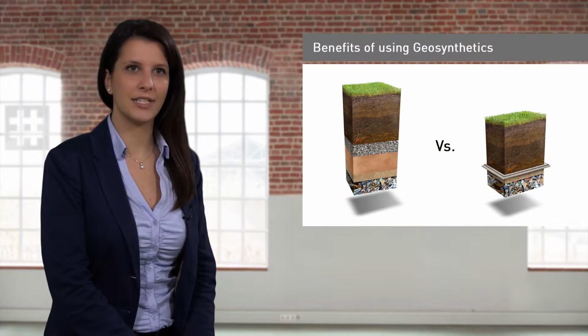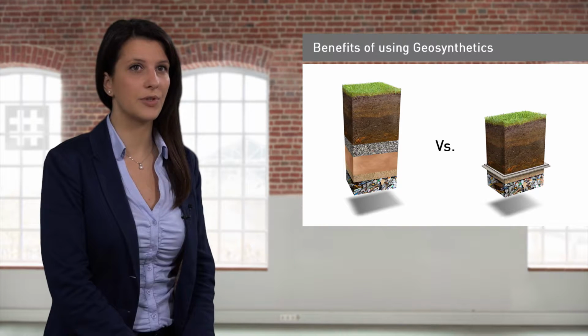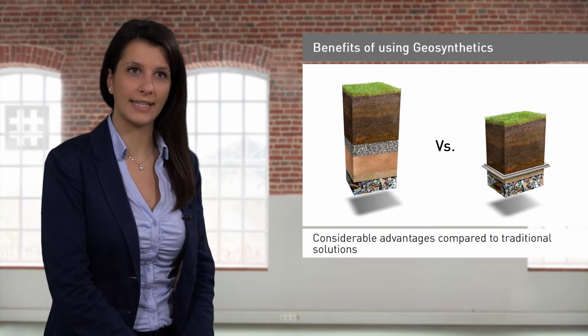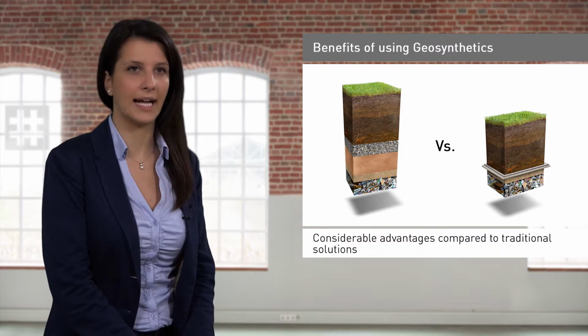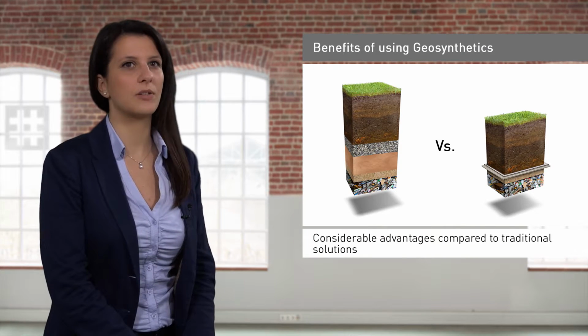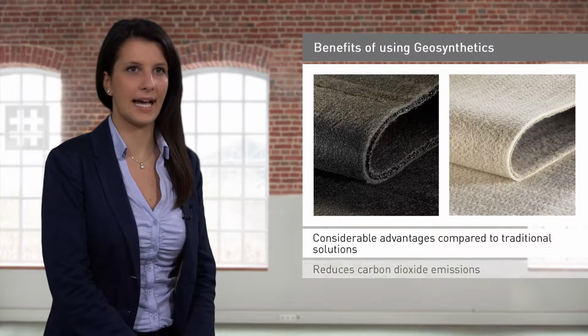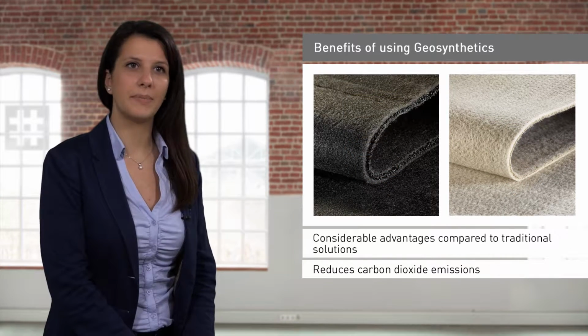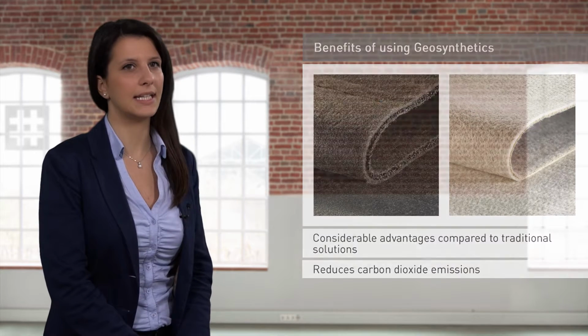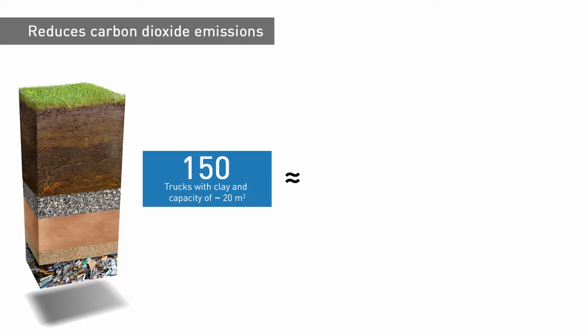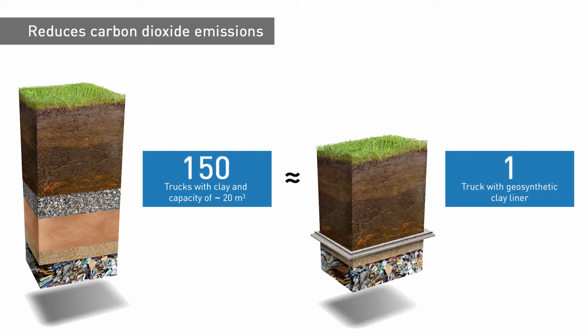Nowadays, the use of geosynthetics in such systems is widespread, and it offers considerable advantages compared to traditional solutions. Geosynthetics are materials that are quick and easy to install. Their use allows us to greatly reduce emissions of carbon dioxide in the environment. In fact, for example, considering solely the transport within the construction site, 150 trucks of clay having the capacity of about 20 meters cubed each are equivalent to a single lorry with trailer containing a bentonite geocomposite.